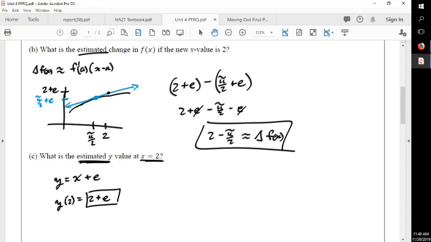And really quickly, I want to give you some other language. This is extra stuff, so you can fast forward this if you don't want it. If you were looking for the estimated y value using a tangent line approximation, when you look at the tangent line, it looks like this.